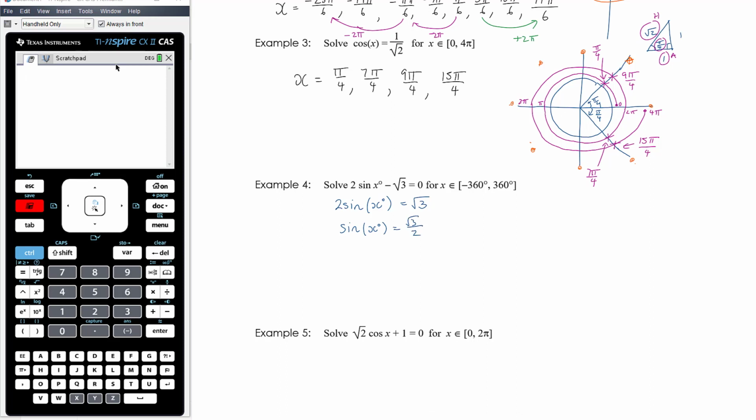Step 2 is to identify our exact value. Now, thinking about our special triangles, I know that root 3 happens in the half equilateral triangle. So sine is root 3 on 2, which means that root 3 needs to be the opposite, and 2 is the hypotenuse, and so that means I must be talking about this angle down here, which is 60 degrees, or pi on 3. So all my solutions are going to be connected to pi on 3.